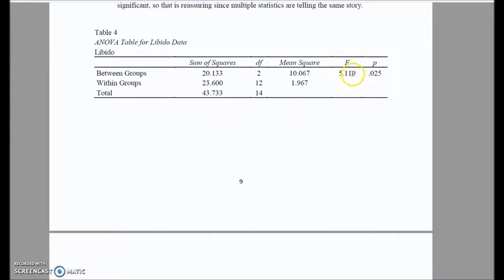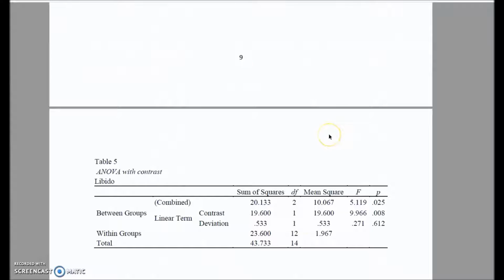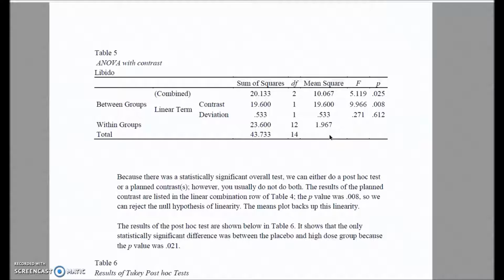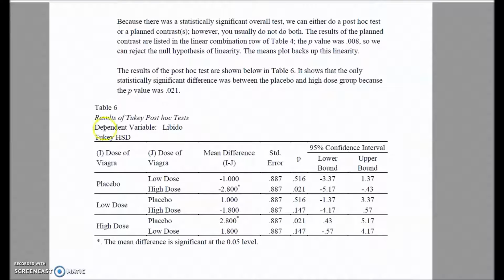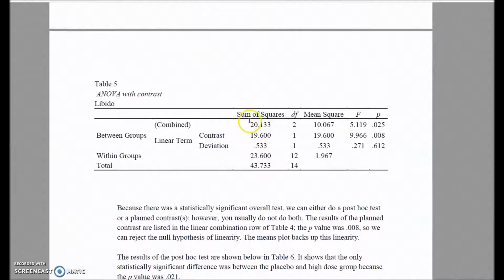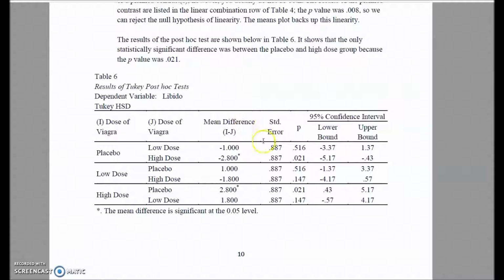5.12, because the third digit is more than 5. So now, I remember how I had already clicked on the Tukey key. So I am going to go and look at my Tukey results. I'm going to come back to these tables, but let's look at this. So this is my Tukey table.